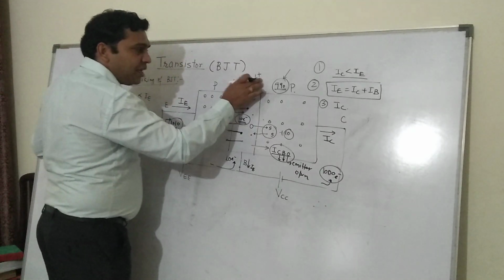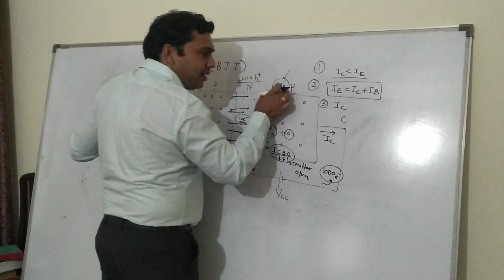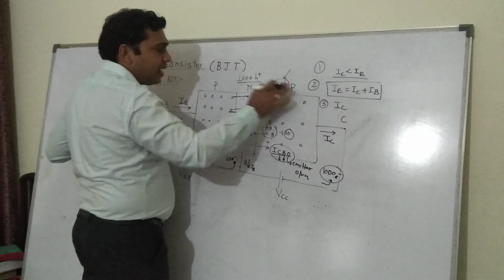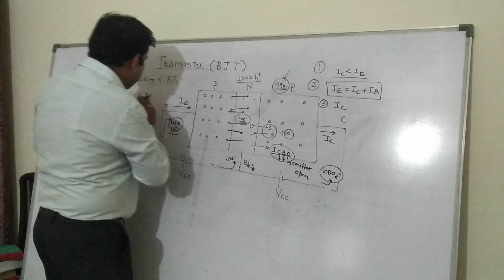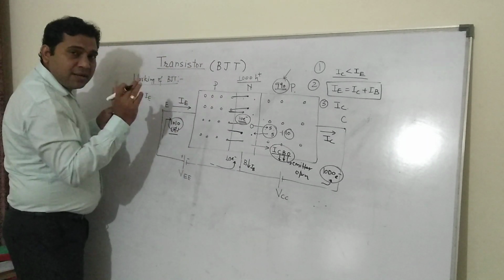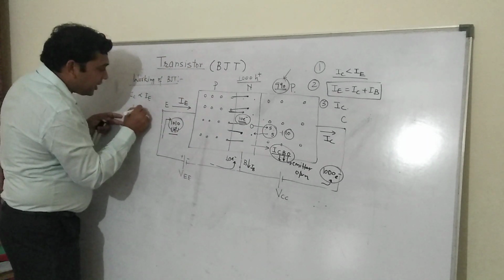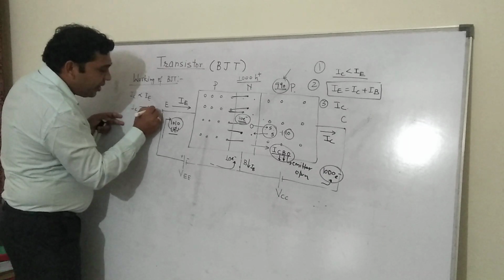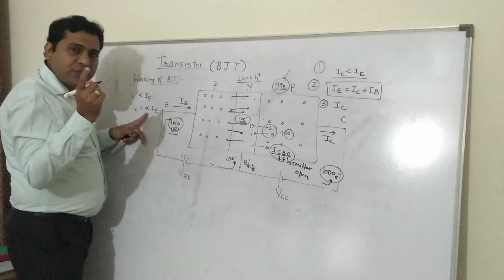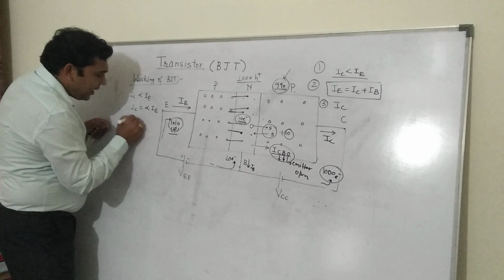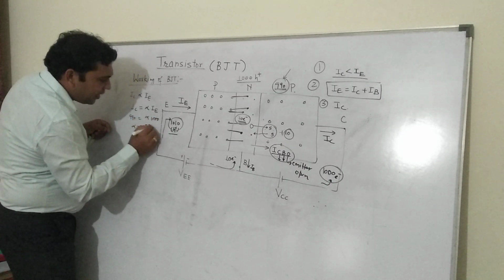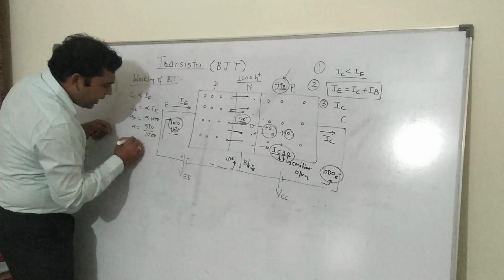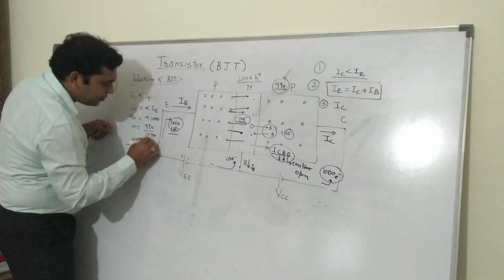So you can say IC is proportional to IE. If this number is 1000, then it's 990; the total 990 is coming here. If this is 2000, it will be 1980. So IC is proportional to IE. If you remove this proportionality constant, let's say alpha, what is the alpha value? If IC is 990 and IE is 1000, alpha is 990 divided by 1000, meaning alpha is 0.99.